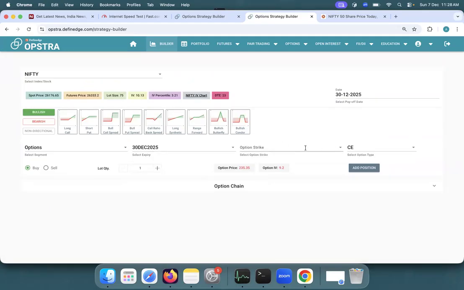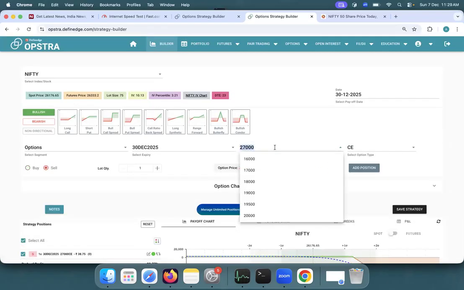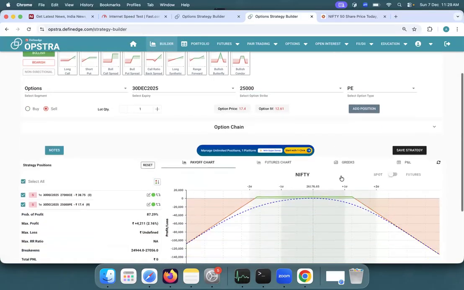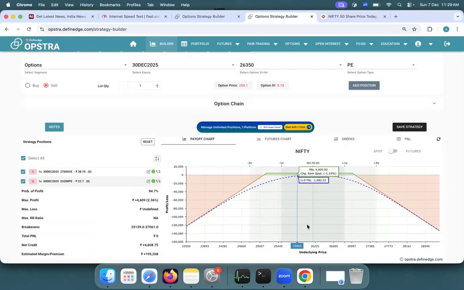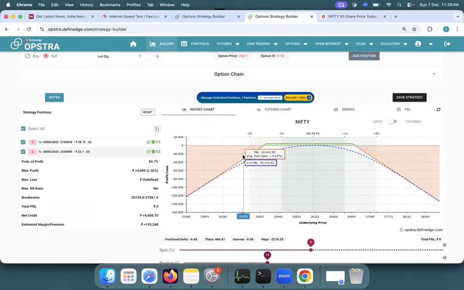Now let's say we'll talk about our strategy. What do we do and why is it different from this? So for example, let's say we sell a call 800 points away, and we sell, let's say, a put 1,000 points away, say 25,200. Now again, this is not a risk defined strategy. This is unlimited risk, you can see it here.